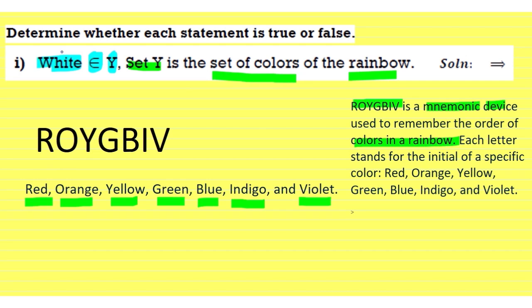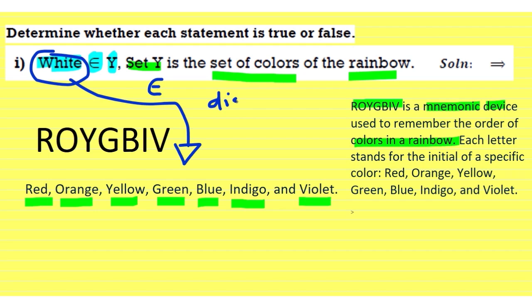So is white among all of these colors in the rainbow? Well, no, it is not. They say it is an element of the colors of the rainbow, but we disagree with them. No, white is not in the colors of the rainbow. So because we disagree, we say that white is an element of Y is a false statement, because white is not in the set of colors of the rainbow.